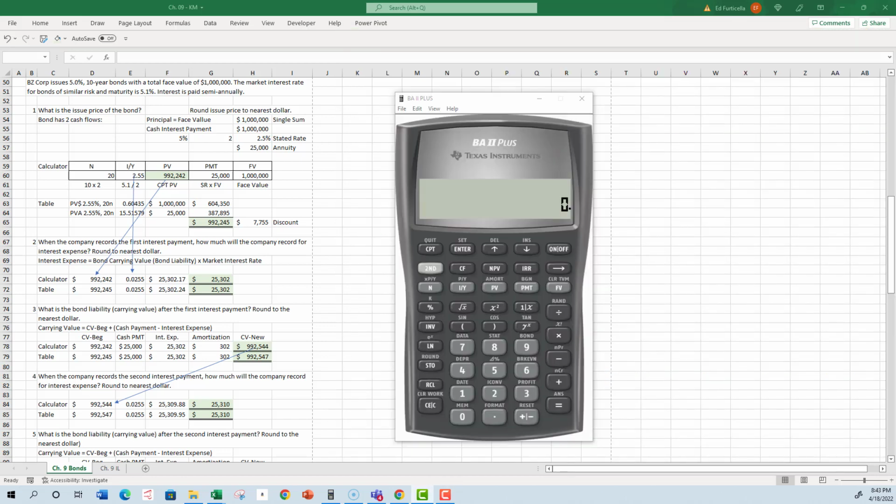The second part of this problem says when the company records the first interest payment, how much will the company record for interest expense? Round to the nearest dollar. Well, interest expense is always equal to the bond carrying value, which is also referred to as the bond liability, times the market interest rate.